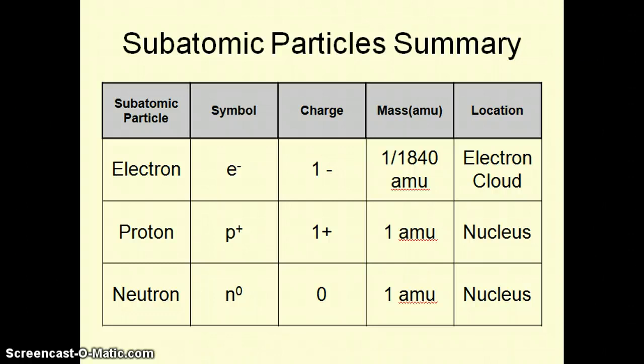Your proton, as a subatomic particle, has a symbol of a P with a superscript positive sign, and it has a +1 charge. It has a mass of 1 atomic mass unit, and its location is within the nucleus. And the neutron has an N with a 0 superscript. That shows that it has a 0 charge, or no charge. The charge is 0, and the mass in atomic mass units is 1, and its location is also within the nucleus.